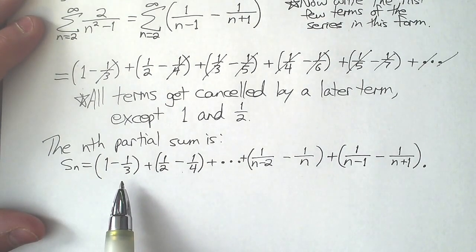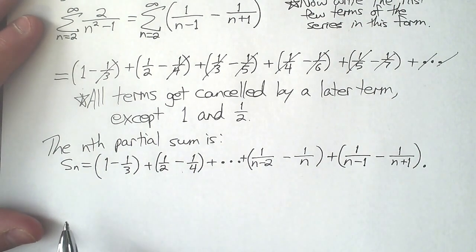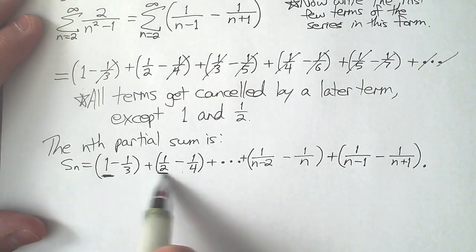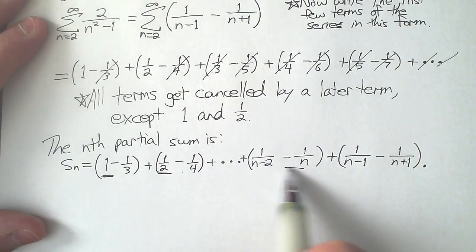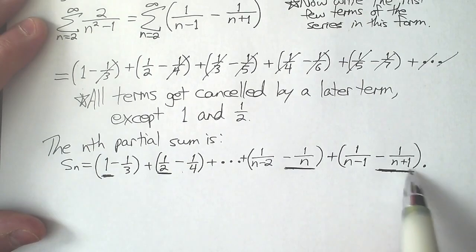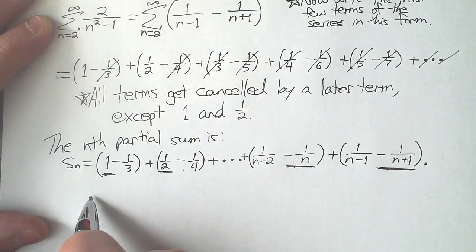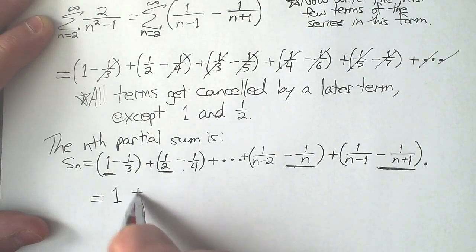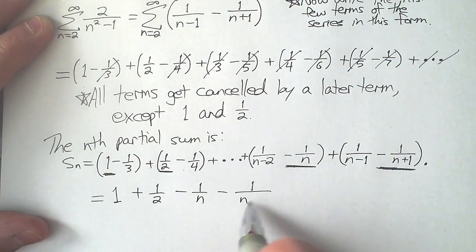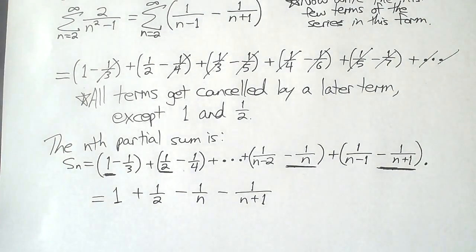What I wanted to show you is which pieces are not going to get canceled by something later. Well, the 1 will still be here. The 1/2 will still be here. Actually, this minus 1/n is going to stay because there's no later term that it cancels with. And this minus 1/(n+1), there's no later term for it to cancel with. So this equals 1 plus 1/2 minus 1/n minus 1/(n+1). So I need a new sheet of paper to fit this.